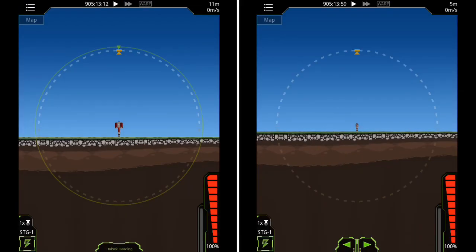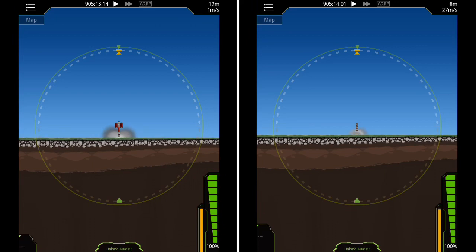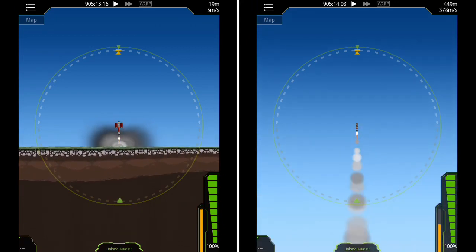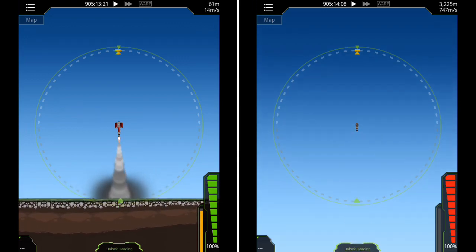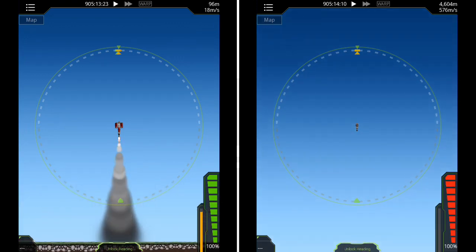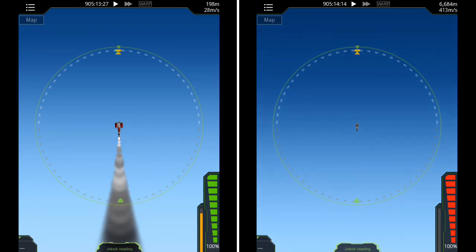Alright, to demonstrate thrust to weight, on the left we have low thrust, high weight from fuel. On the right we have high thrust, low weight. And as you can see, there is a very significant trade-off between having a lot of fuel but a low acceleration and having a low amount of fuel but a very high acceleration.